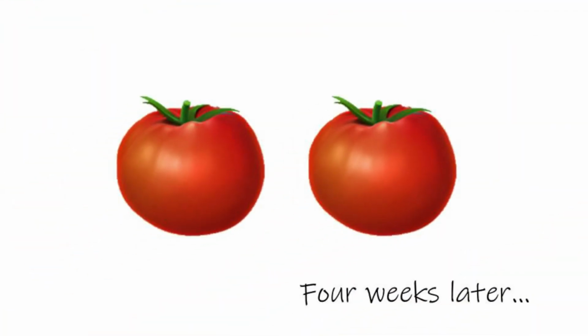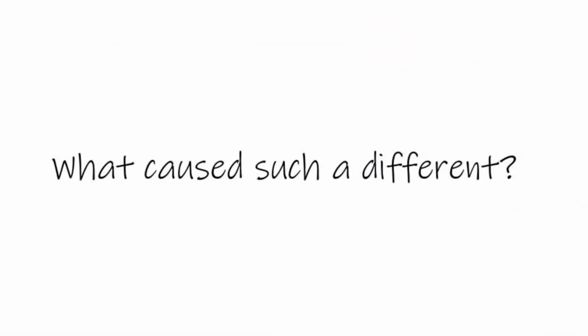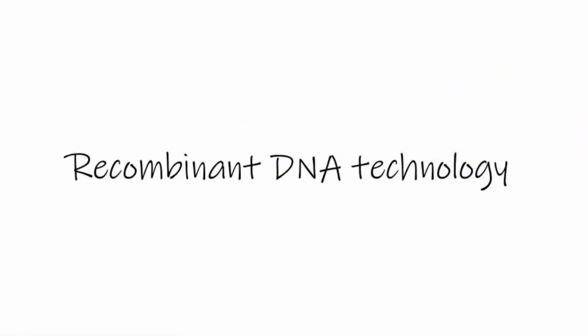Look at the two tomatoes here. They were both picked when they were nearly ripe and were then left at room temperature for 4 weeks. The tomato on the right went bad, while the tomato on the left was still in good condition. What caused such a difference? It is because of recombinant DNA technology.